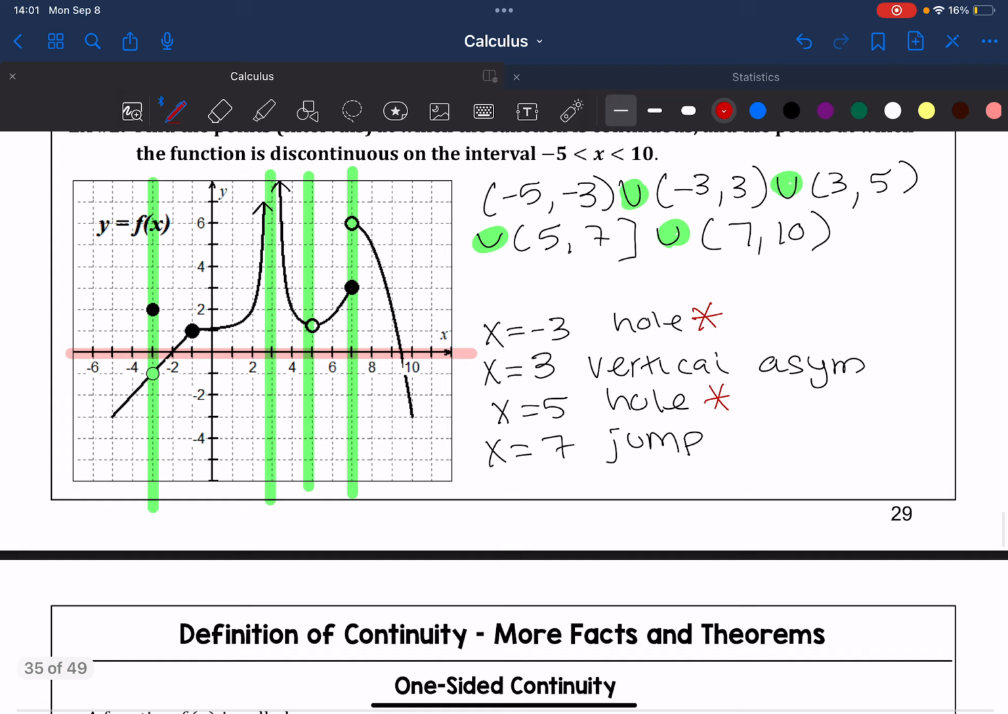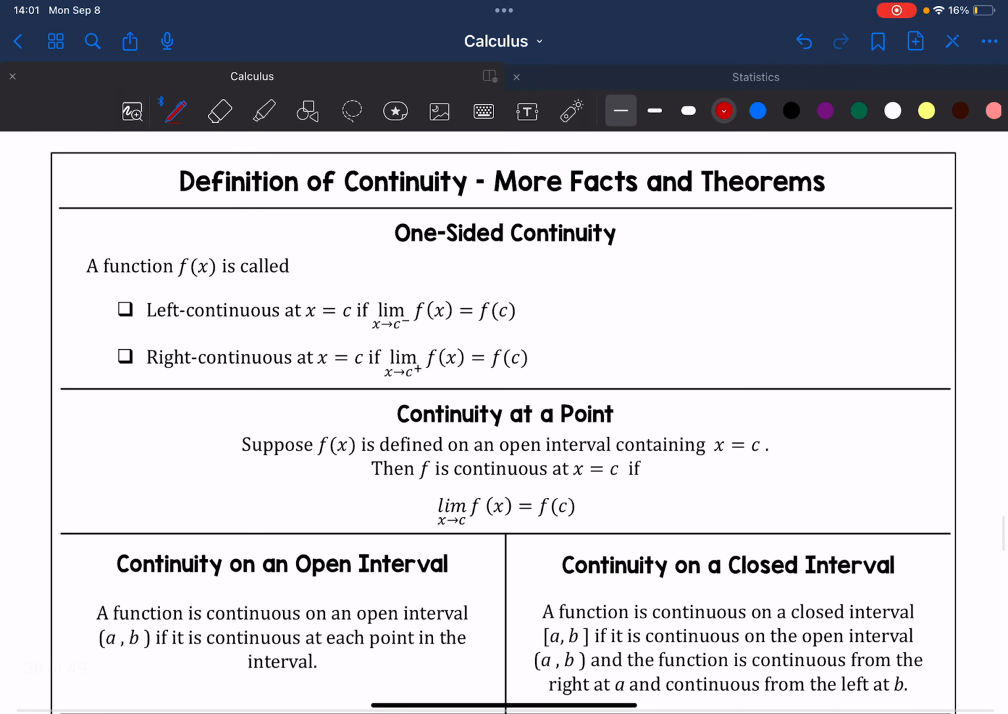Now let's look at some definitions. We have first one-sided continuity. A function is called left continuous or right continuous if at x equals c, the limit as x approaches c from either left or right is equal to f of c. So left continuous if the left side of the limit is equal to f of c. Right continuous if the right side of the limit is equal to f of c. Continuity at a point says that f is continuous at x equals c if the limit as x approaches c is equal to f of c.